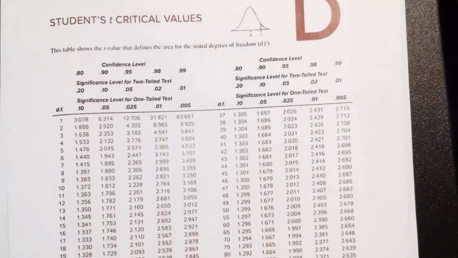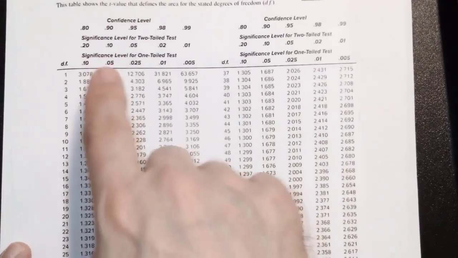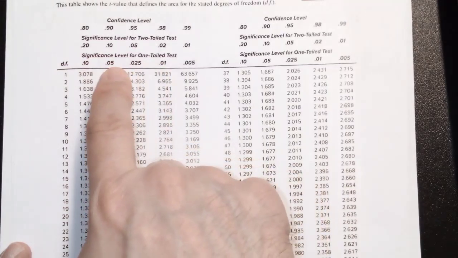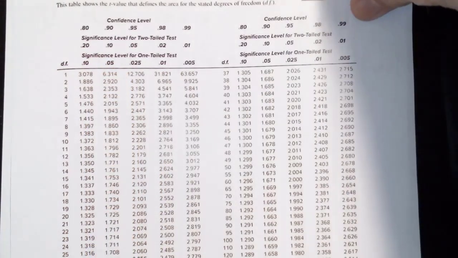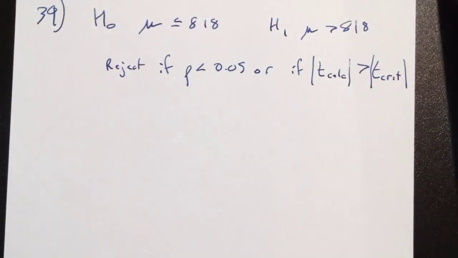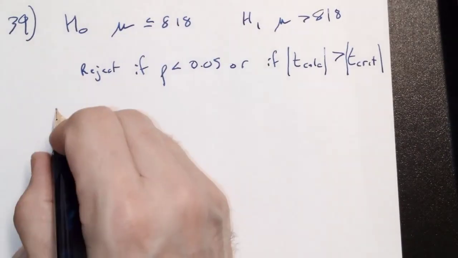One tail or two tail? Because it's a right-sided test, we're only looking at bigger than. 19 degrees of freedom, one tail, 0.05 is the second column. My critical value is 1.729. Wonderful. I now know t-crit because I know my degrees of freedom.